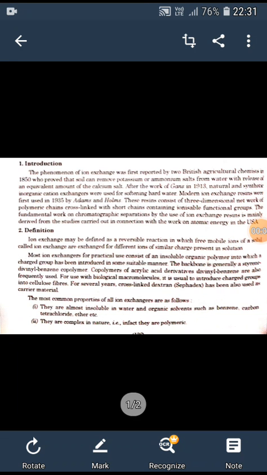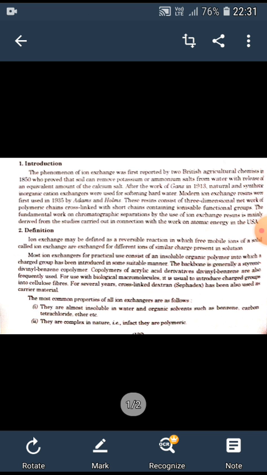Ion exchange. The phenomenon of ion exchange was first reported by two British agricultural chemists in 1850, who proved that soil can remove potassium or ammonium salts from water with release of an equivalent amount of the calcium salt. After the work of Gans in 1913, natural and synthetic inorganic cation exchangers were used for softening hard water.